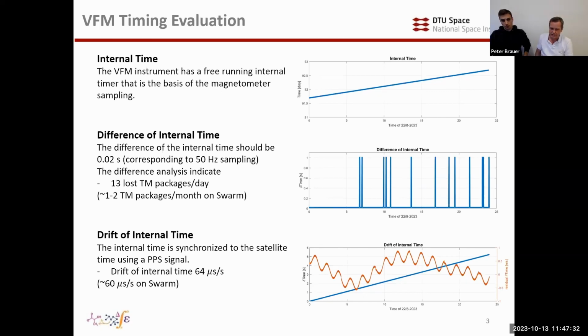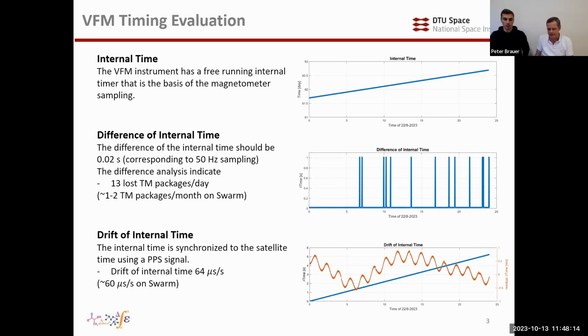The drift of the internal time is due to the crystal that defines the internal time. It's an 8 megahertz clock, and that is drifting compared to the satellite time. We are doing extensive synchronization with the satellite time, so we can reconstruct the absolute time perfectly. The drift of the internal time is in the order of 64 microseconds per second, and on Swarm we have in the order of 60 microseconds. So that is very comparable to Swarm.